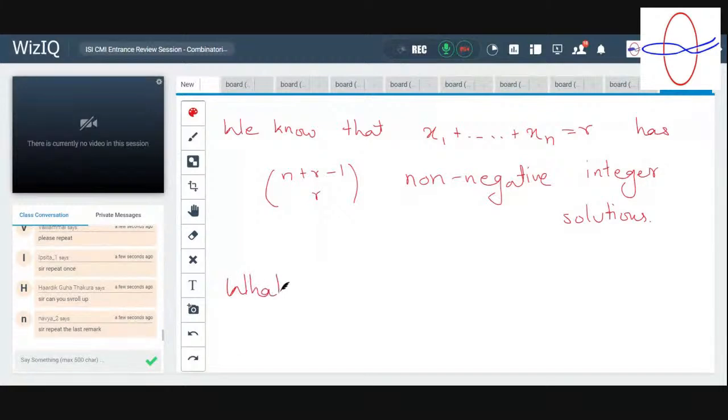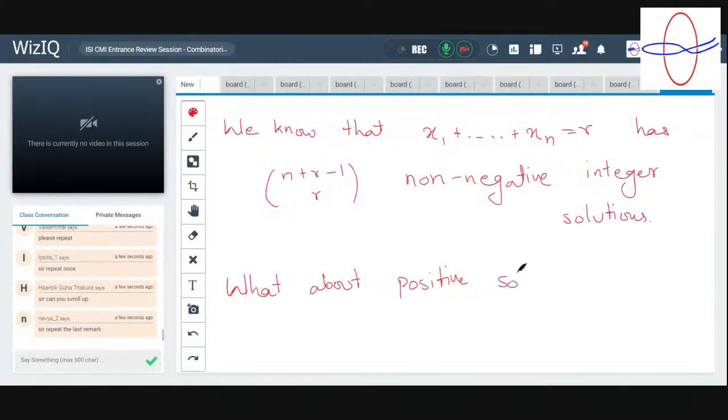What about positive solutions? At first glance, it is very tempting to use complements. So you find all the non-negative solutions and then you subtract all those that have at least one 0 in them. But counting that turns out to be a very difficult task. You need to involve things like inclusion-exclusion and blah blah blah, and it's an ugly calculation that doesn't really lead to something beautiful, and it's not a feasible approach.